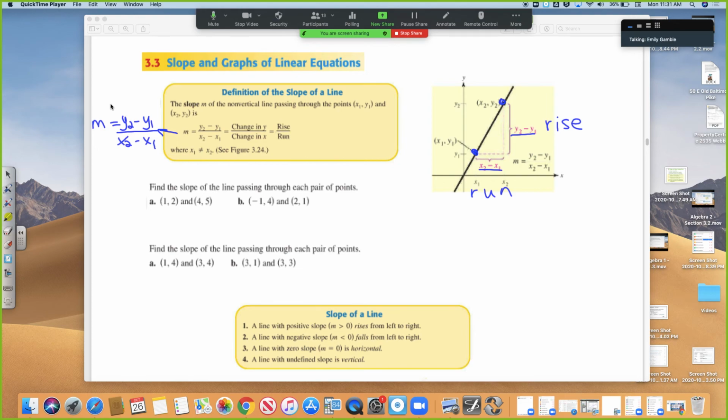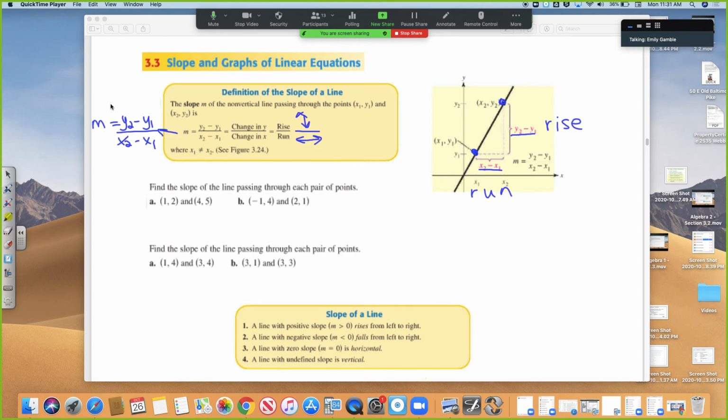When you put this into the formula and you divide these two differences, they create a ratio, and the ratio is comparing how far it's going up or down versus how far it's going left or right. That's what rise over run is. It's a fraction comparing the steepness of each line.